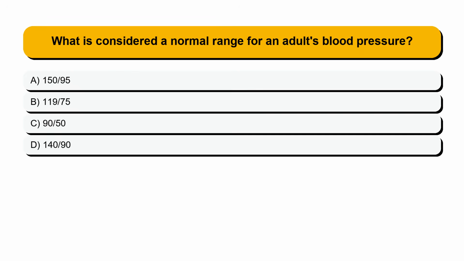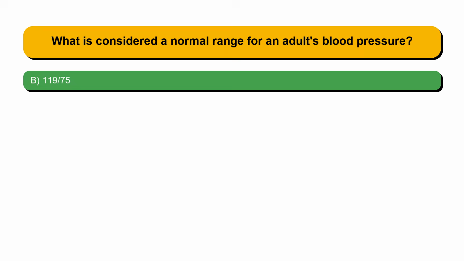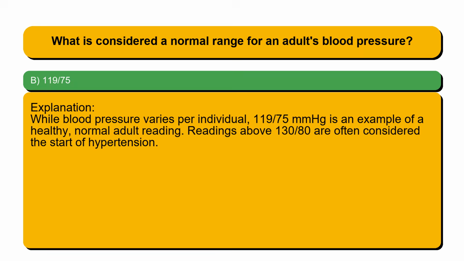Question 12. What is considered a normal range for an adult's blood pressure? Option A, 150/95. Option B, 119/75. Option C, 90/50. Option D, 140/90. The correct answer is option B, 119/75. While blood pressure varies per individual, 119/75 mmHg is an example of a healthy, normal adult reading. Readings above 130/80 are often considered the start of hypertension.